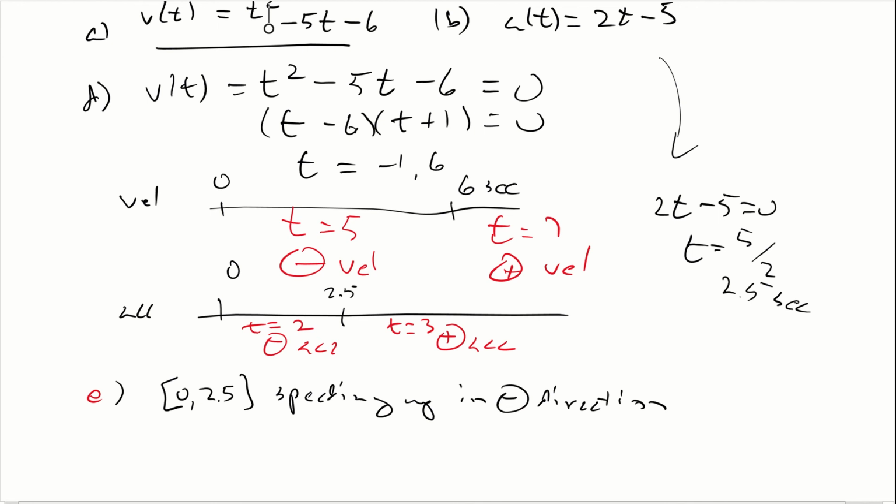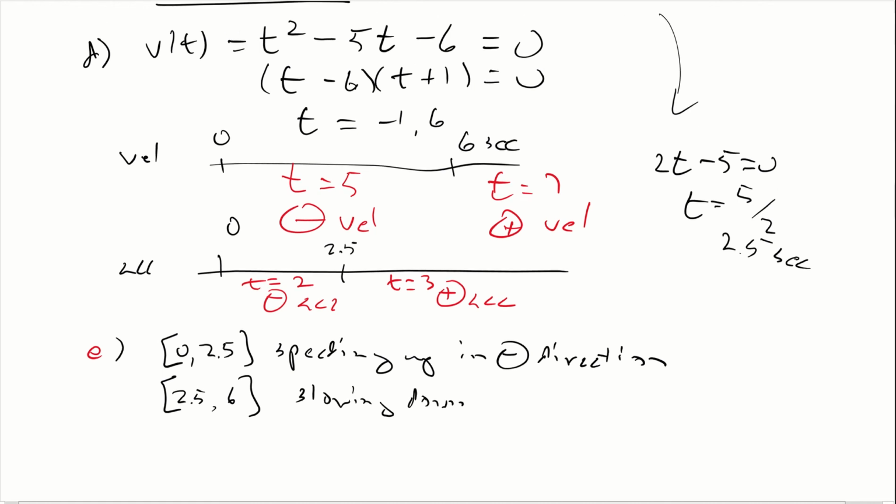But then, between 2.5 and 6, they're opposite in sign. Velocity is saying I'm still going negative, but the acceleration is now pointing in the positive, slowing them down. So the rate of change of the velocity is changing in the positive. So now from 2.5 to 6, we're slowing down. We're still going in the negative direction, but slowing down. And then finally, after 6, we're all in agreement. From 6 to as far as you want to go, it's speeding up again.